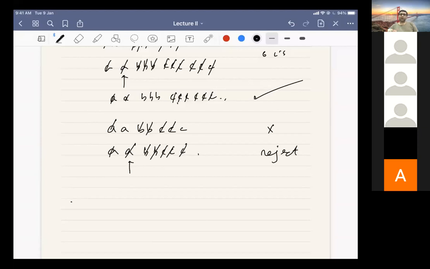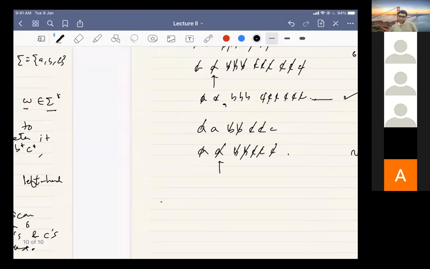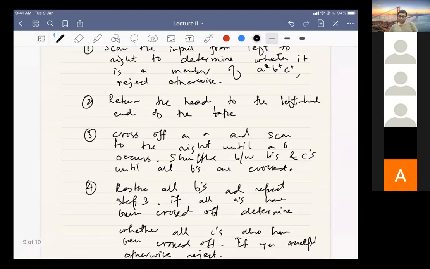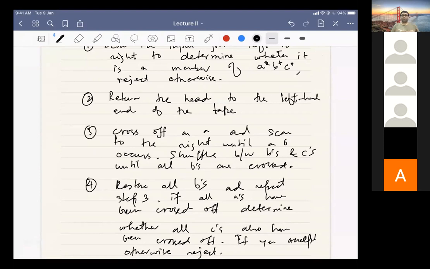There is no limit on how many A's and B's we should have. The only limit is that the number of C's must be the same as the number of A's times the number of B's. If there are more C's, then we would be left with some C's which are not crossed, and for that there is no corresponding A, therefore it is rejected. And if there are fewer C's, we will not be able to find a C which we should cross. Now, if we come back to this algorithm, I think it should make sense. This is exactly what I showed as an example, and this is just the description of it.